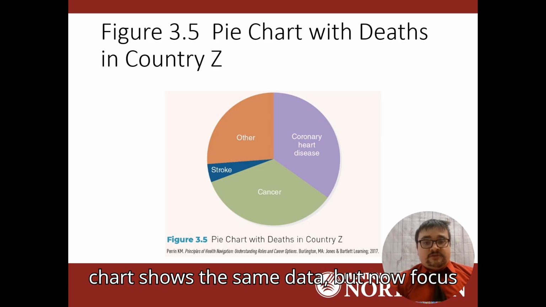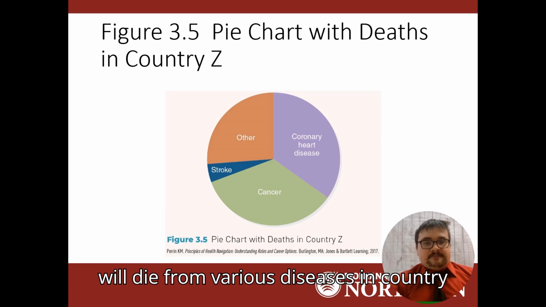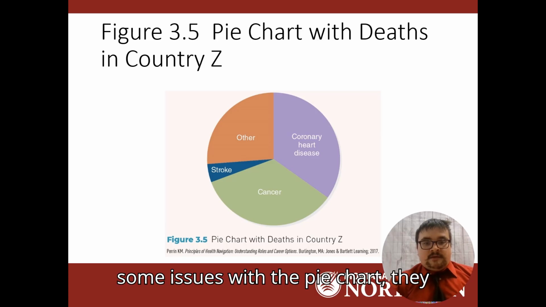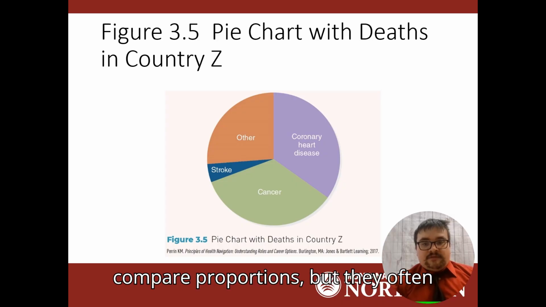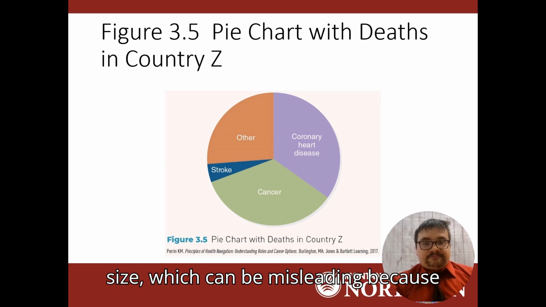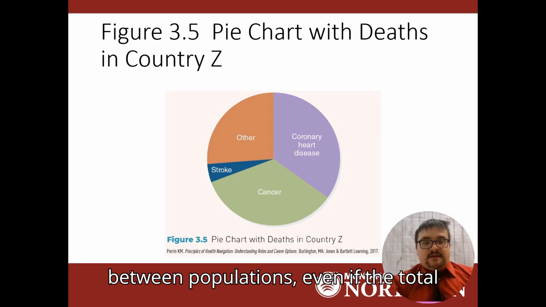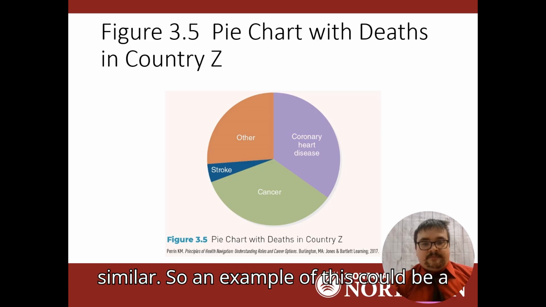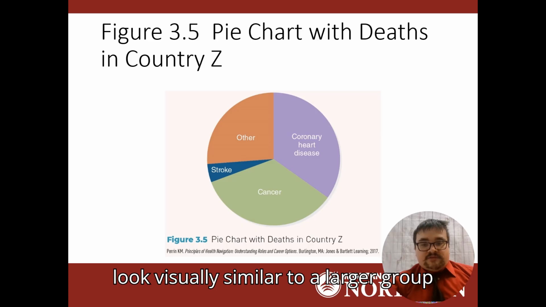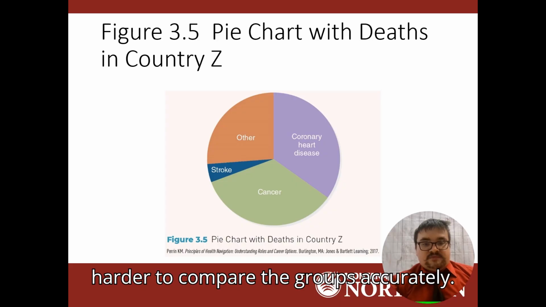All right, so now we're going over the pie chart. The pie chart shows the same data, but now focuses on the percentage of people who will die from various diseases in country Z, for example. Now, some issues with the pie chart: they compare proportions, but they often present data from different size populations as though they are the same size, which can be misleading because death rates can differ significantly between populations, even if the total number of deaths in each group is similar. An example of this could be a small group with a high death rate may look visually similar to a larger group with a lower death rate, which makes it harder to compare the groups accurately.